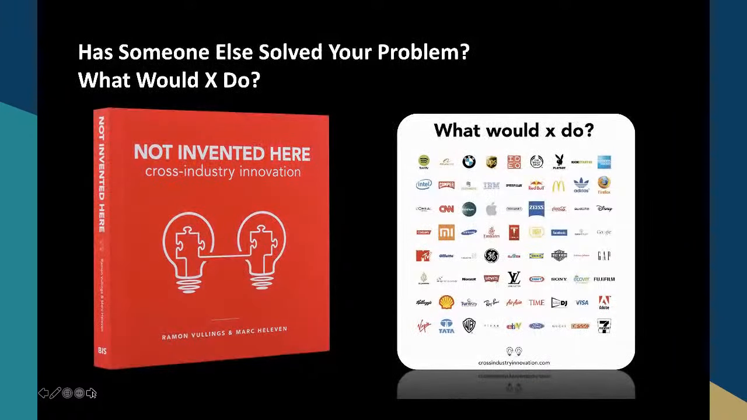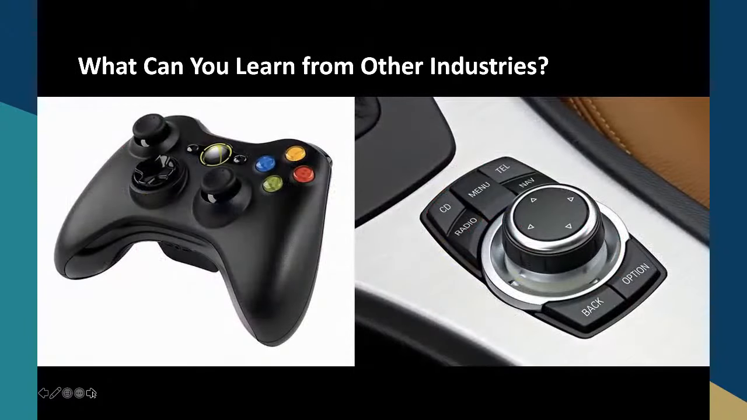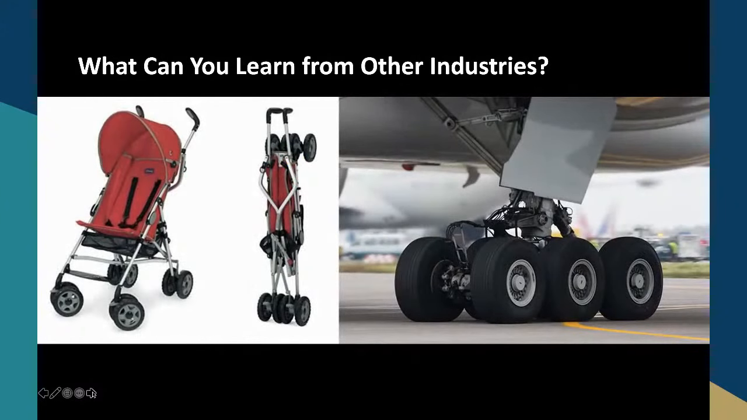And so here's an example from a book called Not Invented Here, right? It really asks the question is, what would X do? As in, who has already done this before in a different industry that I can apply to the work that I'm trying to do? So here are some examples of what you can learn from other industries. In this case, what did McDonald's drive-through learn from the Formula One pit crew? Or what did the car controller learn from the game controller? Or what did the McLaren folding stroller learn from the 747 landing gear?